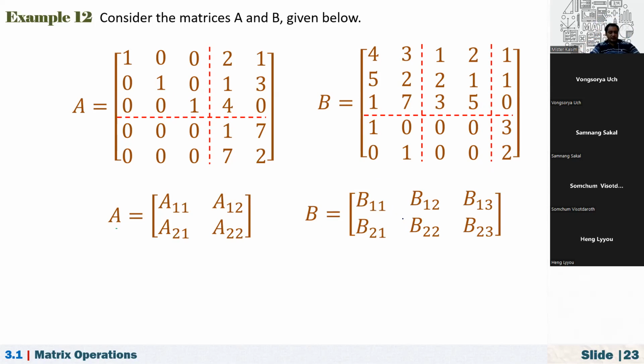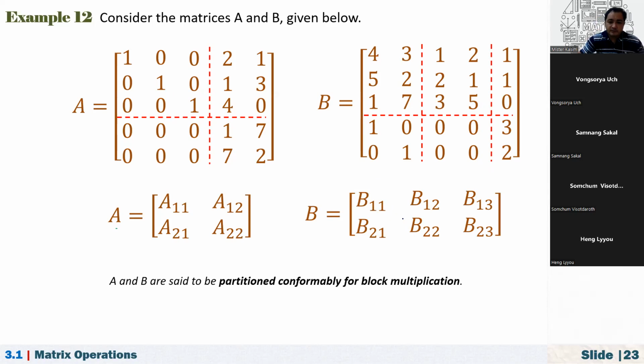Zero matrix, right? So now after this, we just say that A and B are said to be partitioned conformably for block multiplication. Why? Because we can simply multiply this A by B. Usually, if you want to multiply A by B, you multiply the first row by the first column, second column, and third column. It gives us the entries of the top, right?